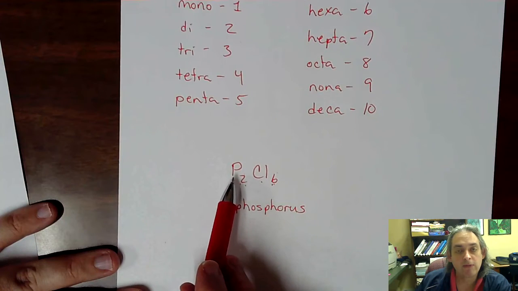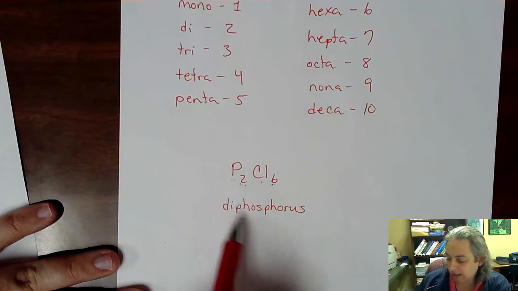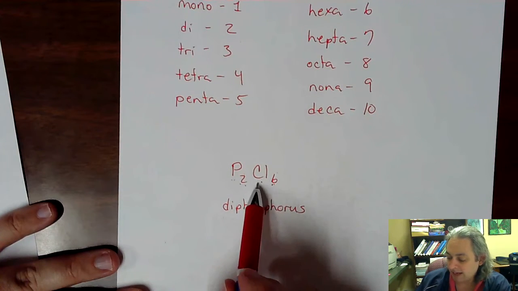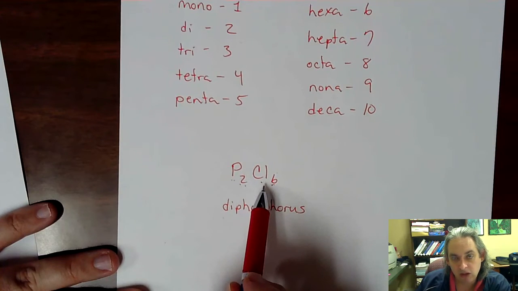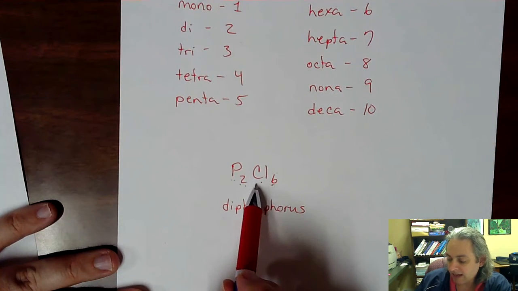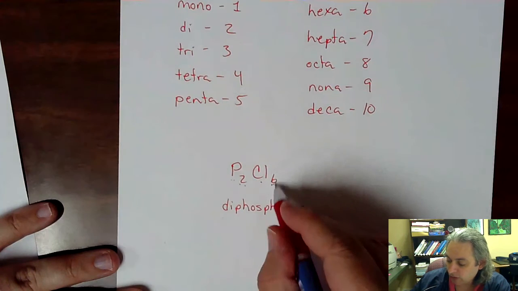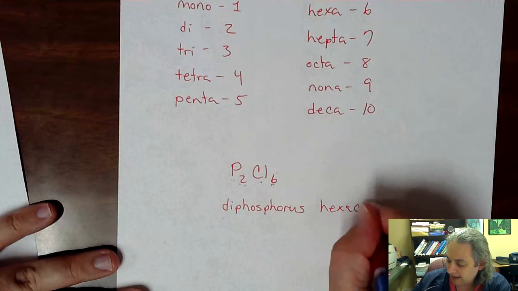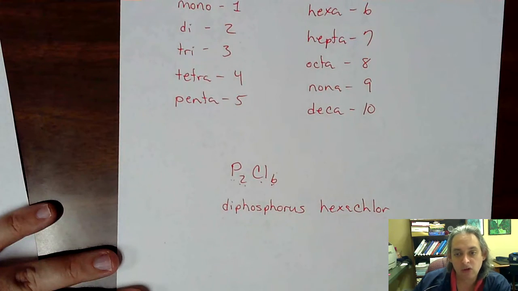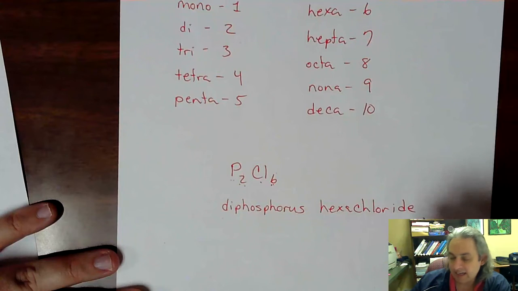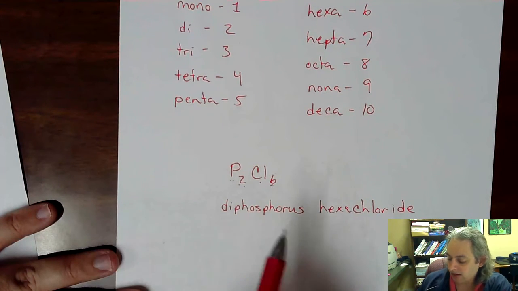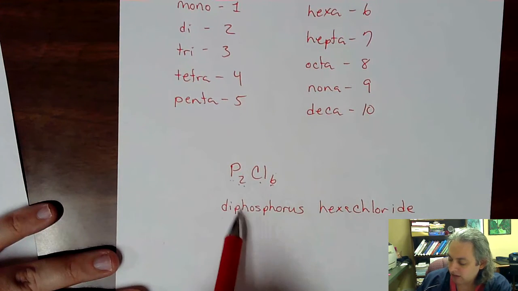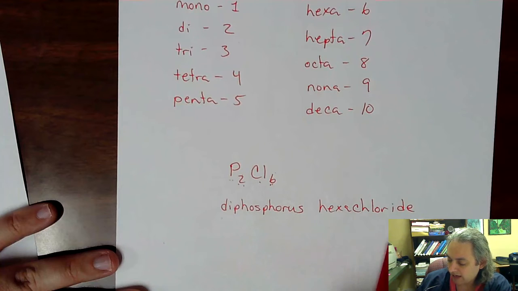diphosphorus. Whenever we write the name for the first element, we just simply write the name of the element, including whatever Greek prefix. And then for the second element, we use the root name, just like we do for ionic compounds. So in this case, it's chlor. But first we need to put the prefix 6, which is hexa. So it'll be hexa. And then we do chlor for the chlorine, and then we end it in IDE. Every binary compound that we write, including ionic, always ends in IDE. And so the name for this is diphosphorus hexachloride.